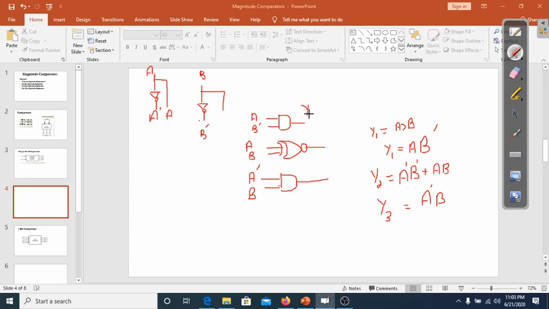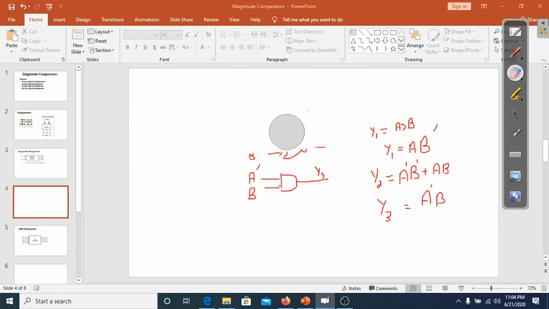This is Y1. This output will be active high when A is greater than B. This is Y2 and this is Y3.